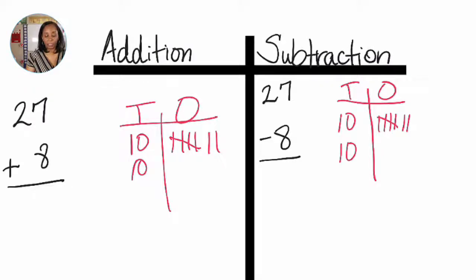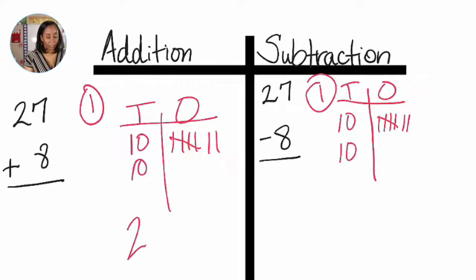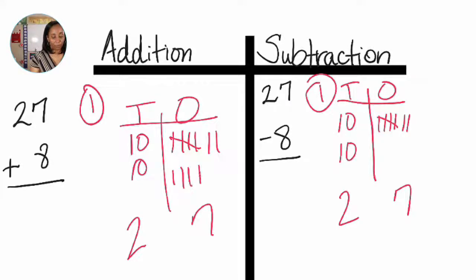So I've already set this up. We should start here. This is our first point where we should start teaching. So this represents 2 tens and 7 ones. So what I'm going to do is add 8 ones to this. So 1, 2, 3, 4, 5, 6, 7, 8.